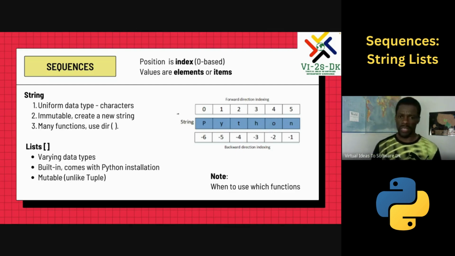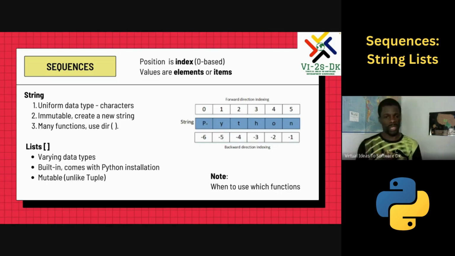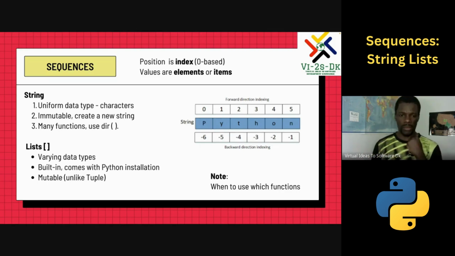So if the string is Python, you cannot go in and change the very first element, the 0 index, from P to C. It's going to give you an error and say this is immutable. So what you need to do is create a new string altogether that has that different value in the first index. Does that make sense to everyone?